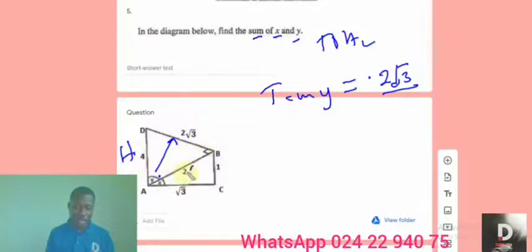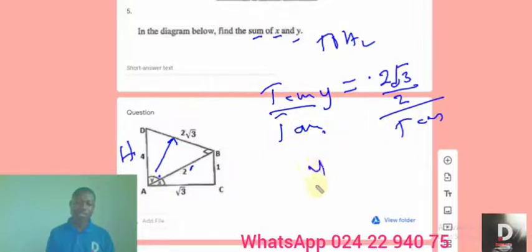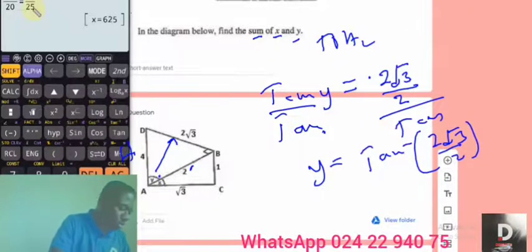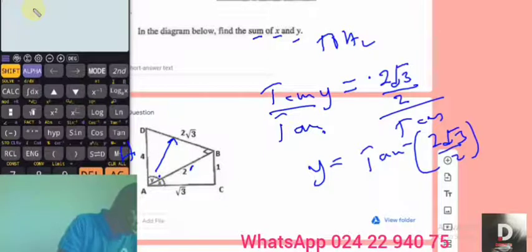So the adjacent is 2. So if I want to find y, like I said, let me do it once more. Divide here by tan. Here by what? Tan. So y is equal to tan inverse of 2 root 3 over 2. So let's find that. Let's find that using our calculator. Alright. So shift tan. Tan inverse of, it's a fraction.